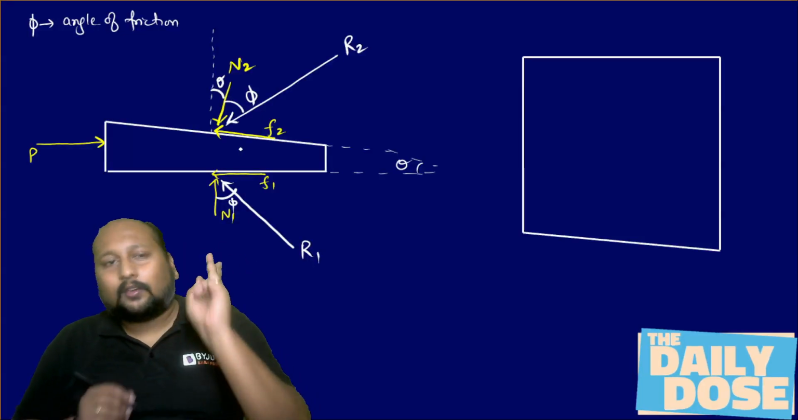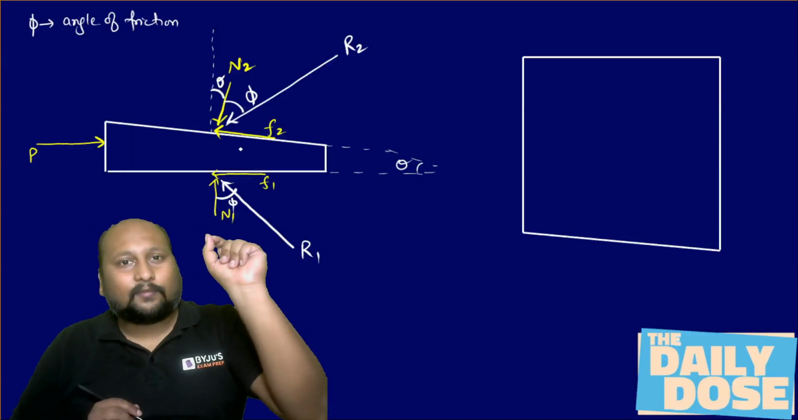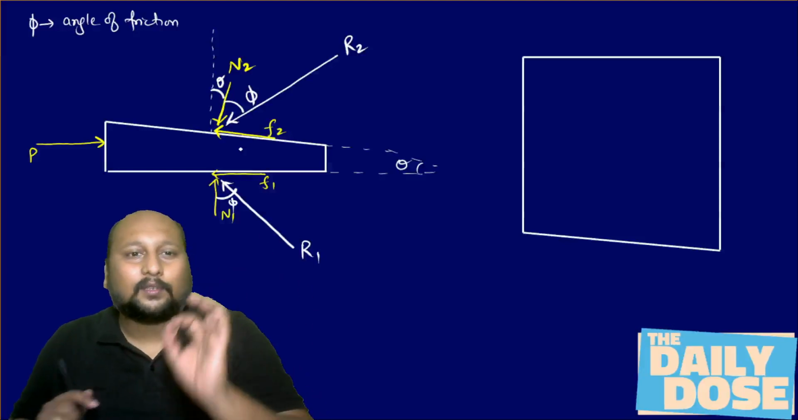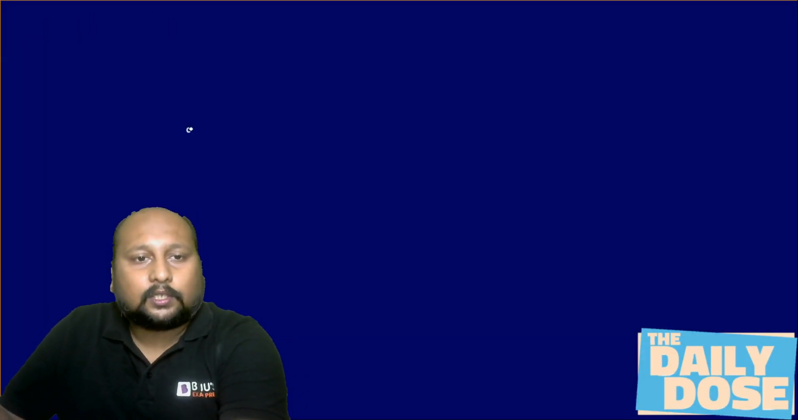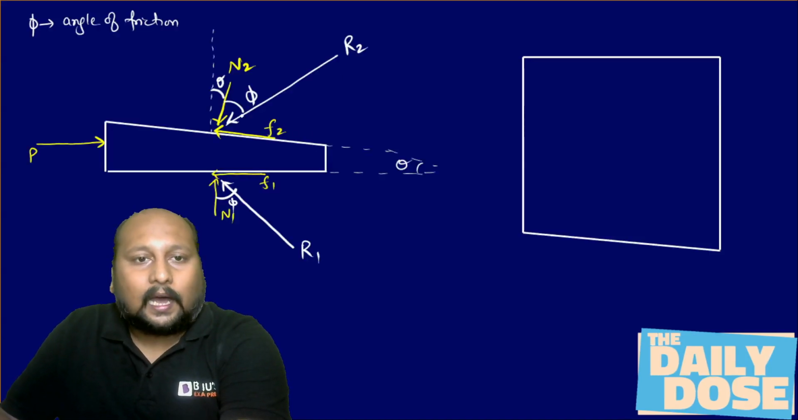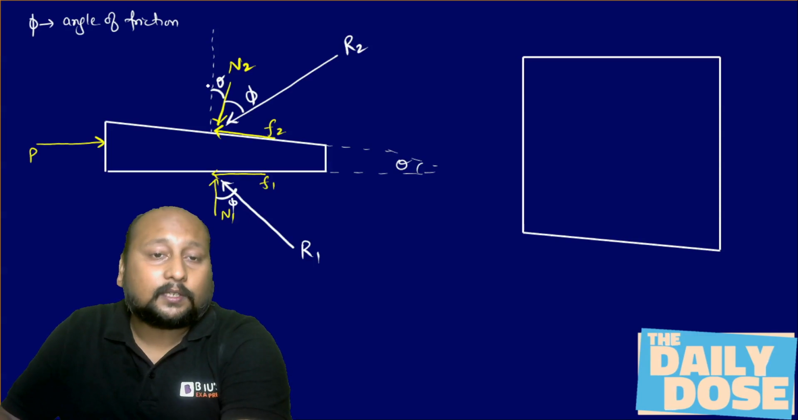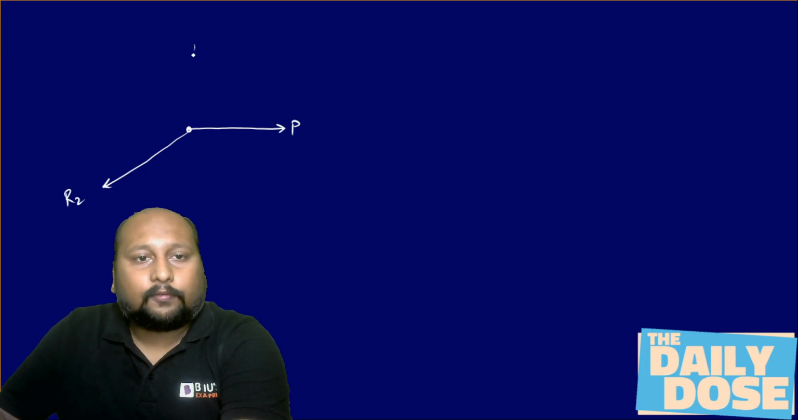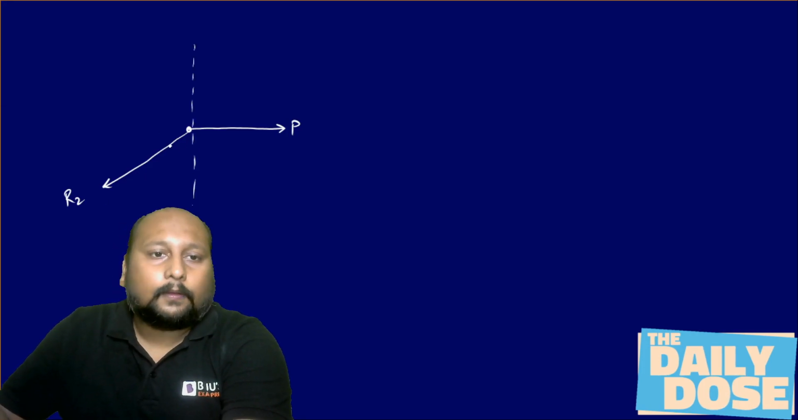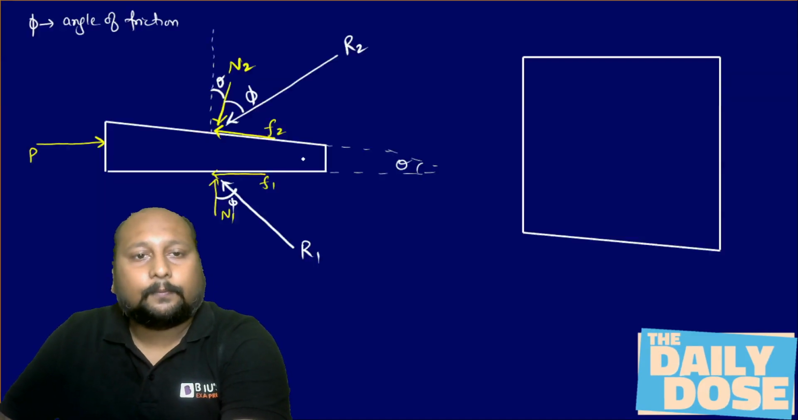If you have an equilibrium condition with a 3 force system, can we not use Lami's theorem? So if I draw the three forces over here, this is your force P acting horizontally towards the right. R2 is making an angle of theta plus phi with the vertical. So this is your R2, the resultant of the two forces, making an angle of phi plus theta with the vertical, right? And R1 is making an angle of phi with the vertical.